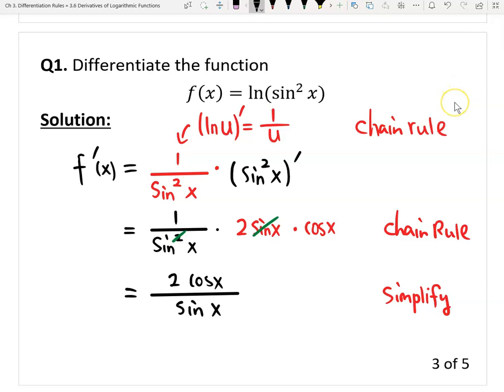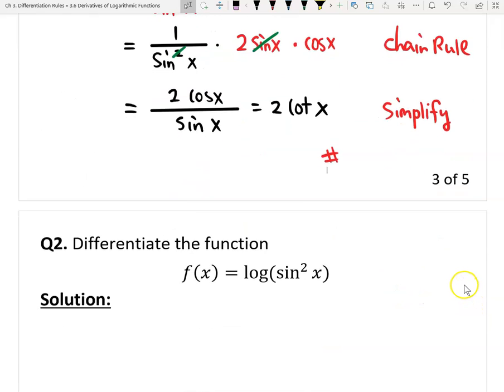Okay, I wrote down the final answer, which should be like this: 2 times cotangent x. Okay, so it's already very simple. This is the answer for the first question. And we look at it, it's not difficult. All we need is the derivative formula of the logarithmic function, right? And including the chain rule. The one more question, so let's go into here.